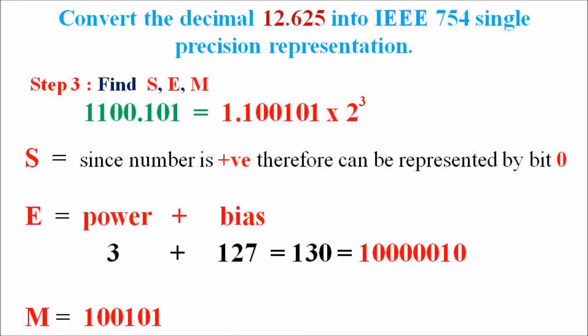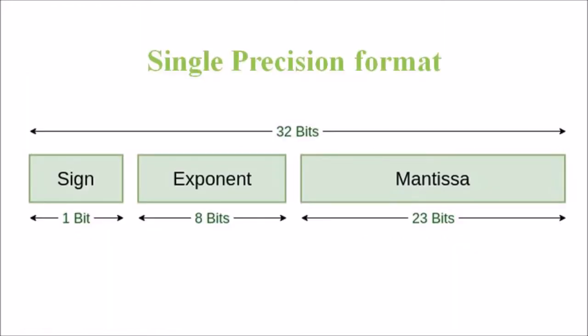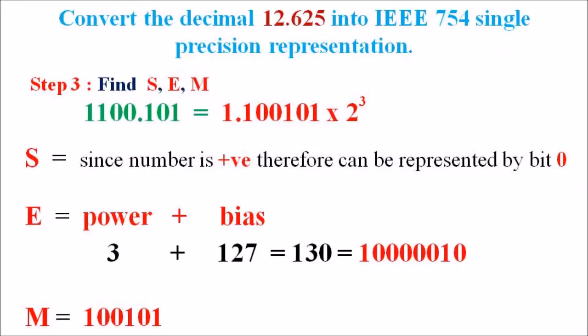Next, the second set is E, for exponent. As we discussed in the beginning, in the 32-bit representation, 1 bit is for the sign. The remaining 8 bits are for the exponent. So we have to find the exponent. Here, the exponent is calculated as the power plus a bias value. In the case of 32-bit representation, the bias value is 127. We add this 127 to the power value; here the power is 3. So 3 plus 127 results in 130.